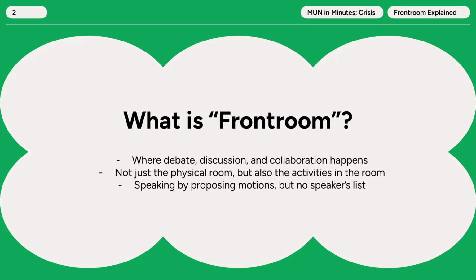That being said, it is important to understand just what you will be doing in a front room during the conference. Like General Assemblies, front room will consist of speaking through proposing motions for a moderated caucus. However, unlike GAs, there is not a speakers list to default to if a motion doesn't pass. This means that committees may start with a round-robin motion in which every delegate in the room must give a speech. Because crisis committees usually do not have topics, there is also no need to set the agenda.